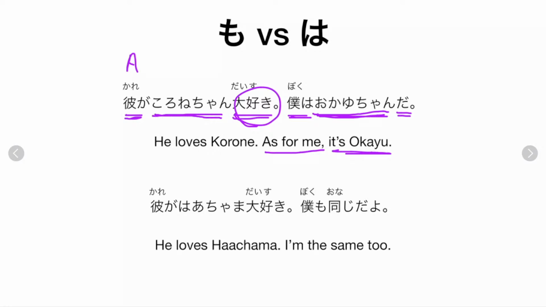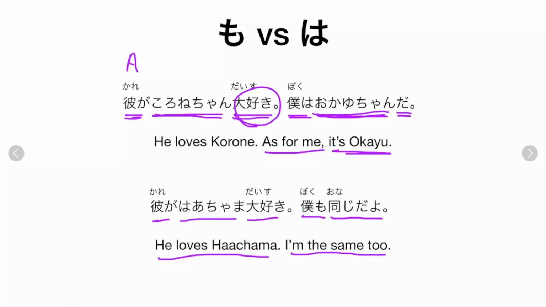If you used mo, 彼がはーちゃま大好き。僕も同じだよ. So 同じ means the same. If you wanted, you could just say 僕もはーちゃま大好き, right? Same thing. But you're expressing the same idea. It doesn't have to be the exact same words, but the same idea. So he loves Hachama. I also am the same.